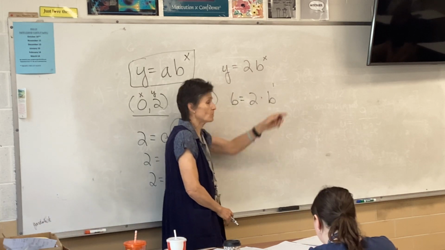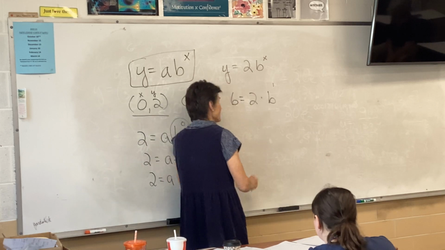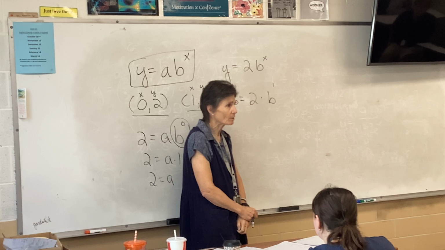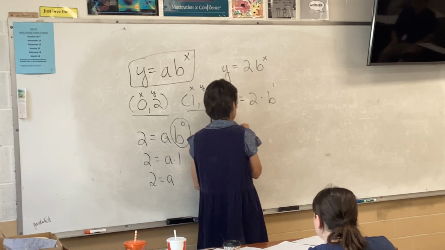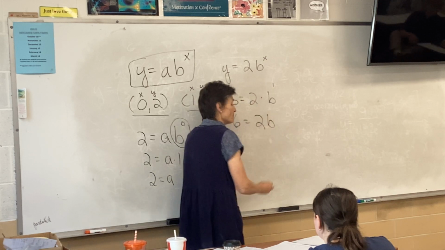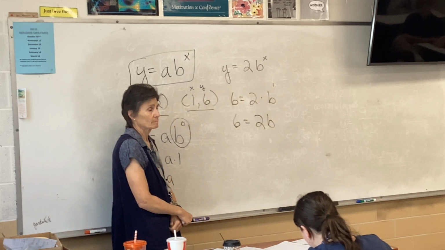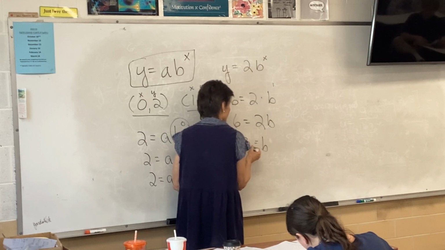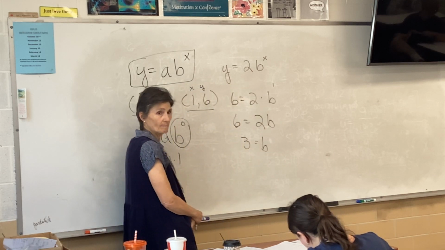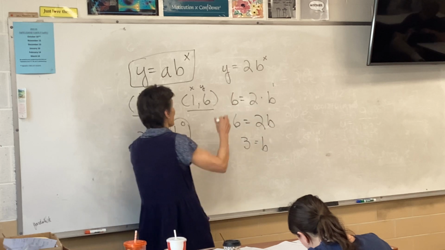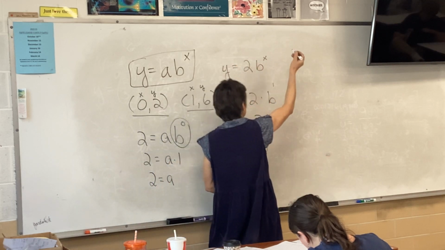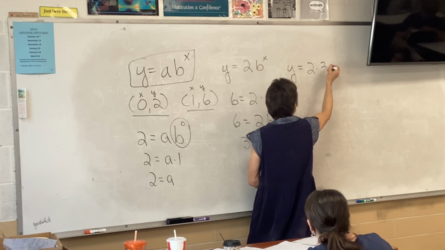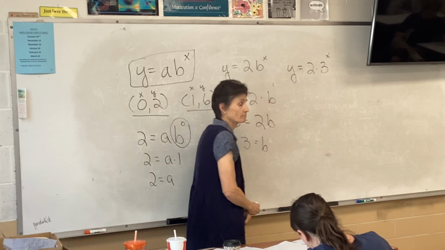Well, what's b to the first? B to the first is not 1. What's anything raised to the first power? Itself. So this is 6 equals 2b. So I'll divide by 2 and it looks like b equals 3. So my equation, my answer, the goal that I had, y equals 2 times 3 to the x.